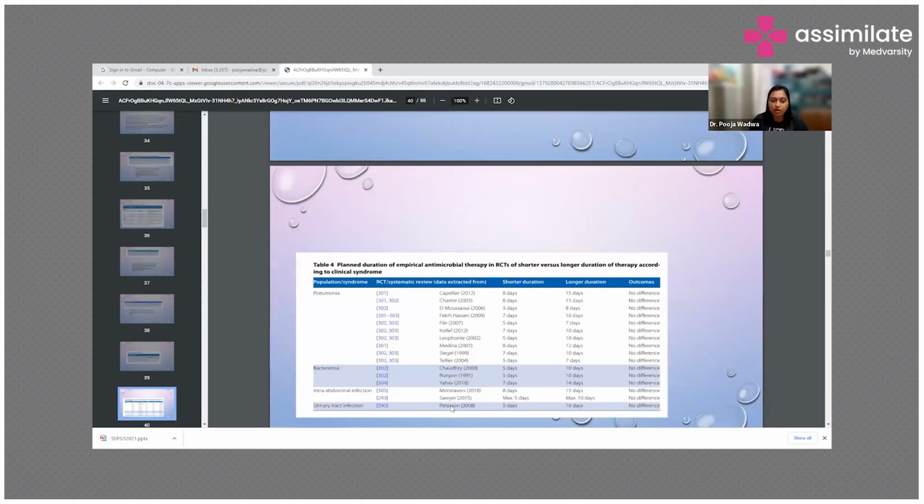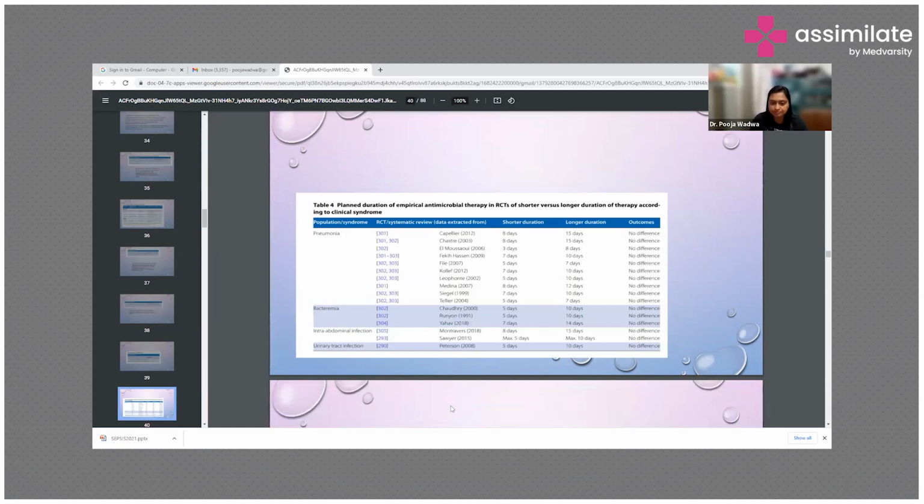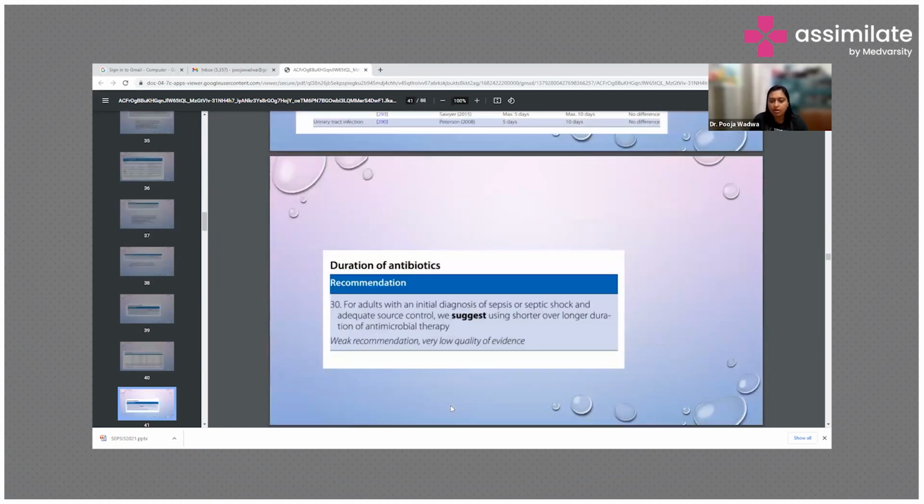Now, these are some planned durations of antibiotic therapy, in which there were some randomized control trials which compared whether a short duration of therapy is better or a long duration. They found that a shorter duration of therapy was equally effective, along with adequate source control, compared to a long duration of antimicrobial therapy.